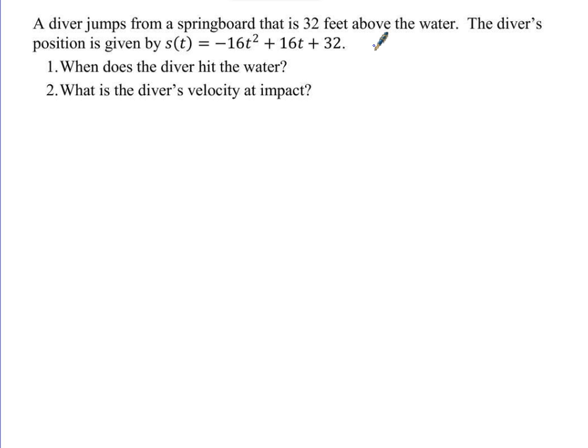How could I figure that out? When your height is 0. When position is 0, the diver will hit the water. So what will I do? Yeah, this becomes 0 right here. So I go 0 equals negative 16t squared plus 16t plus 32. What can I do?